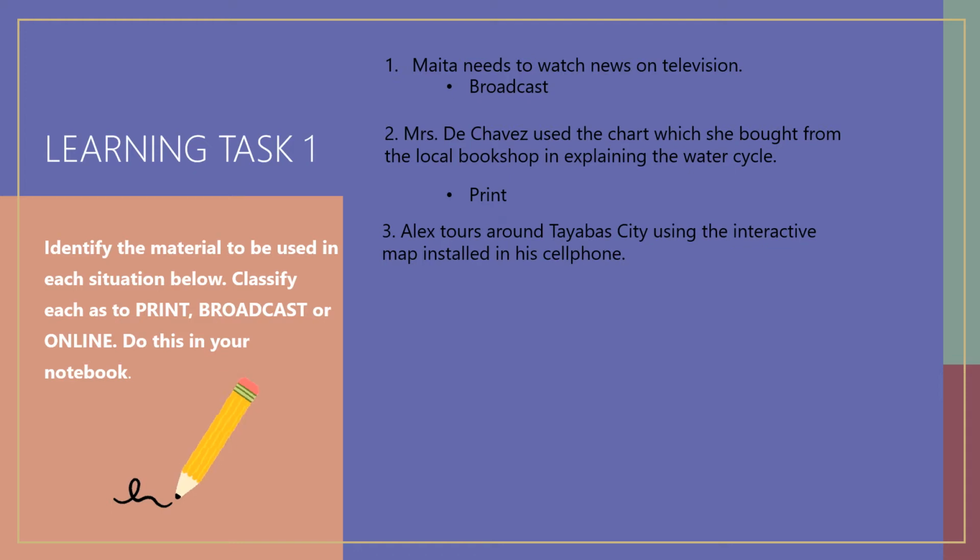Let's have number 3. Alex tours around Tayabas City using the interactive map installed in his cellphone. So, our clue here is the map on his cellphone. What is it? Print, broadcast, or online? So, I'll give you 3 seconds to answer. 3, 2, 1. And the answer is, of course, online. Because he is using his phone.